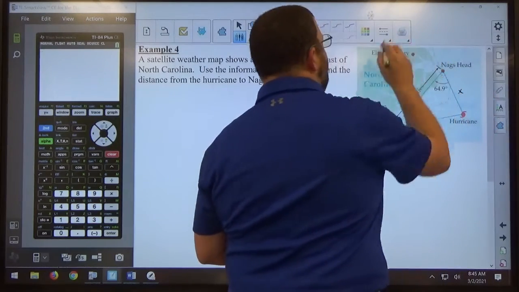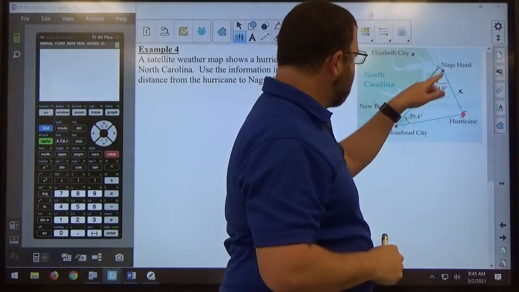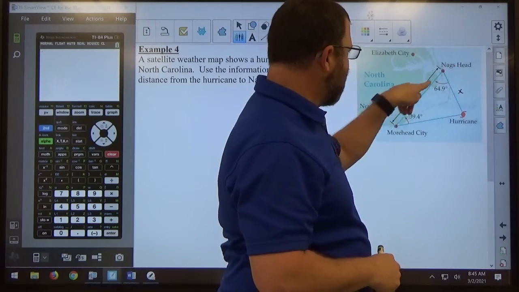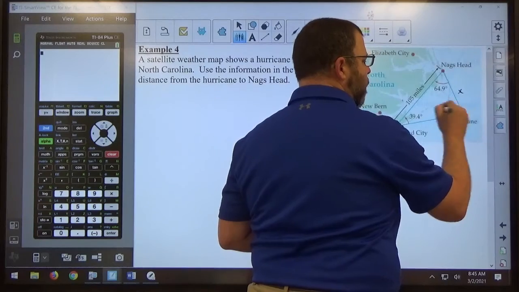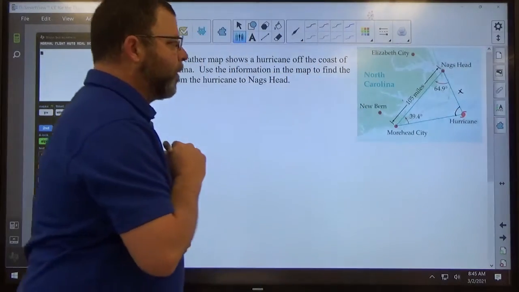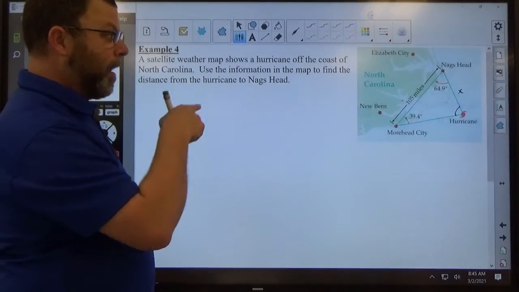All right? And you can see in the picture that the 105 miles here, this angle side angle setup, is opposite this angle here. So we do have to know this angle in order to use law of sines. So first thing I'm going to do is do 180 minus the two angles I know.